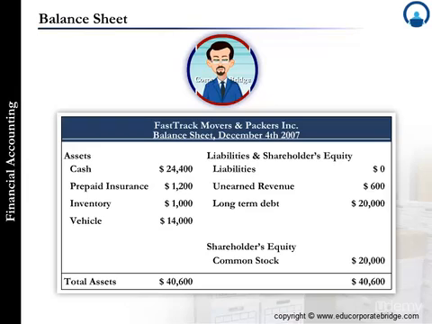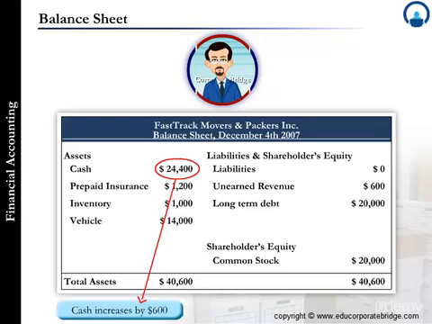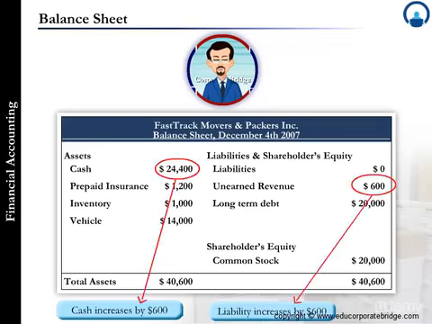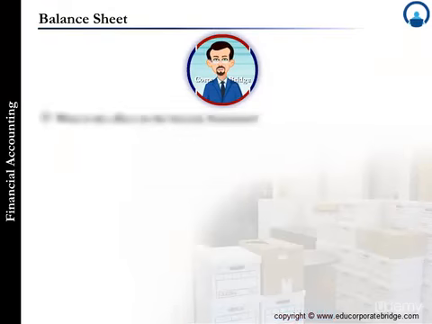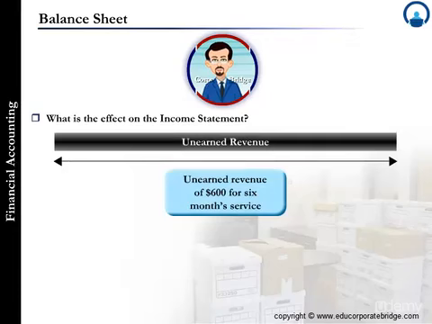Karthik's Fast Track has a cash receipt of $600 on December 1, but it does not have revenues of $600 at this point. It will have revenues only when it earns them by delivering the parcels. On December 1, Fast Track will show that its asset cash increased by $600, but it will also have to show that it has a liability of $600. What is the effect on the income statement? The liability account involved in the $600 received on December 1 is unearned revenue.